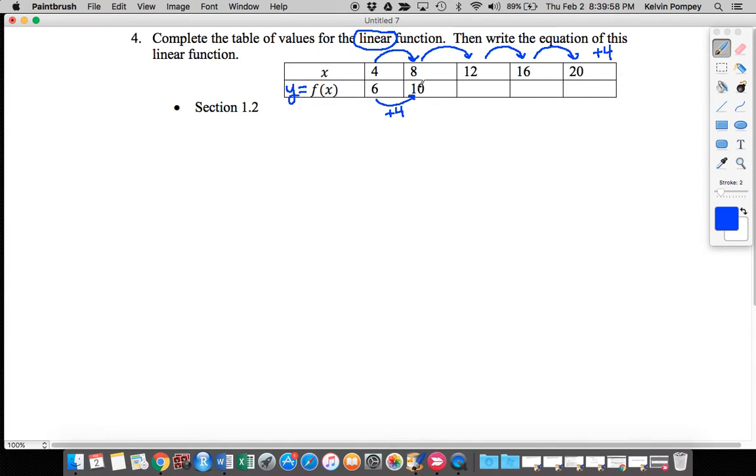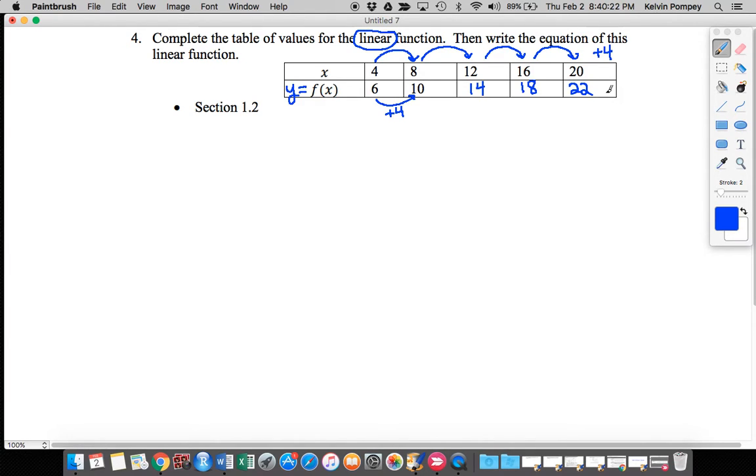And so for me to get to the next y value here, I have to add 4 to 10. So I get 14. Add 4 to that, I get 18. Add 4 to that, I'd get 22. All right, and so now that we've filled in the table of values to make this a linear function, we want to rewrite the linear function as a formula.